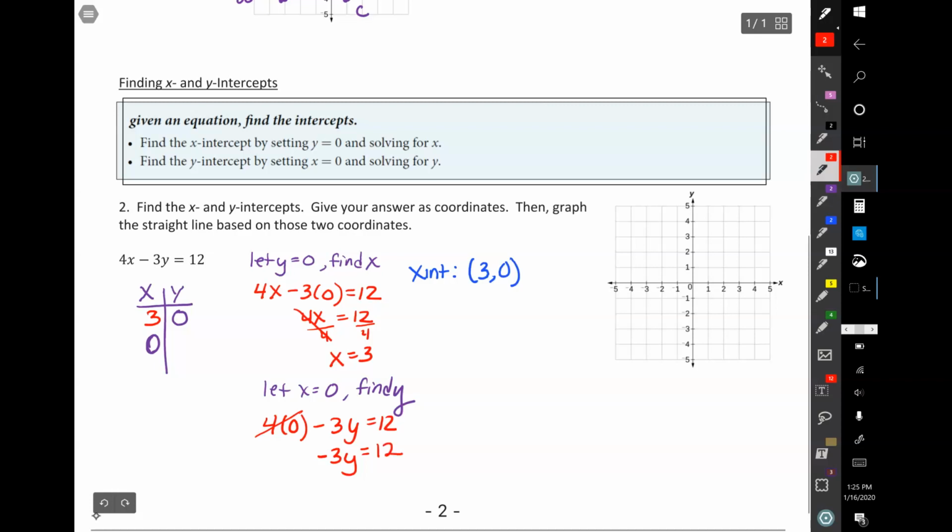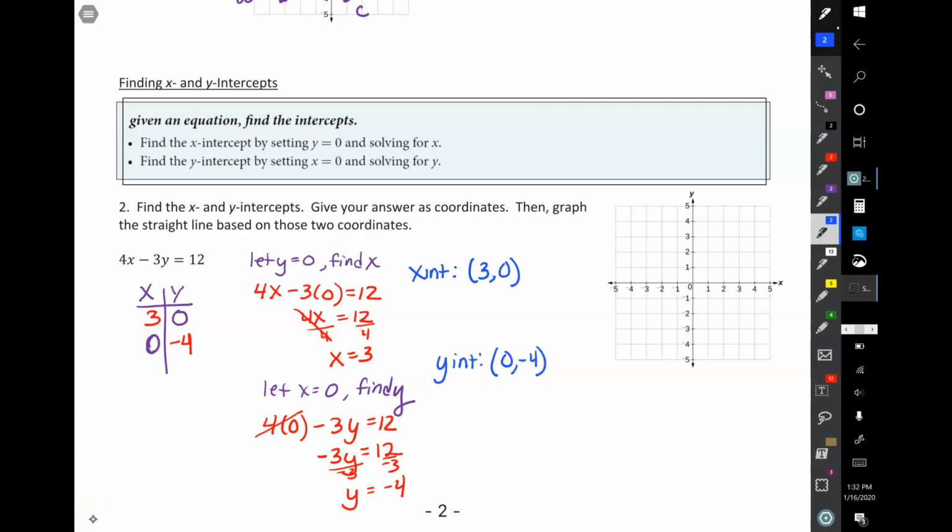So now I have negative 3y equals 12. Divide both sides by negative 3. And I would get y equals negative 4. And that, again, that's only for the intercept. So you need to clearly mark that in your chart. Put that negative 4 right up there in the y column next to the 0 for x. And then I'm going to write y-intercept colon, parentheses, 0, negative 4.